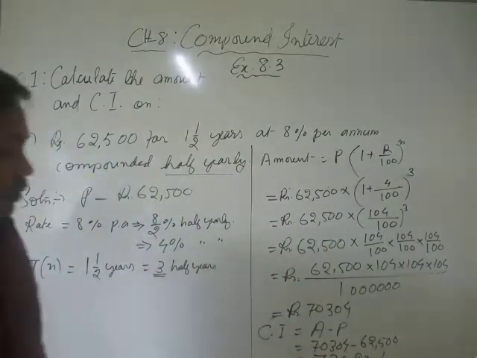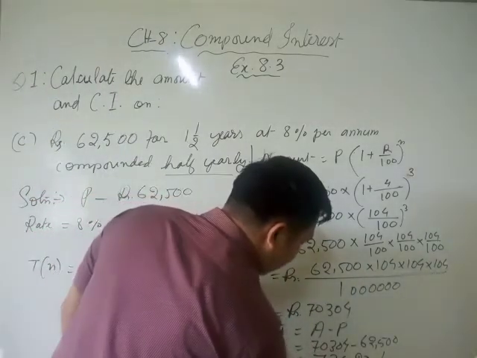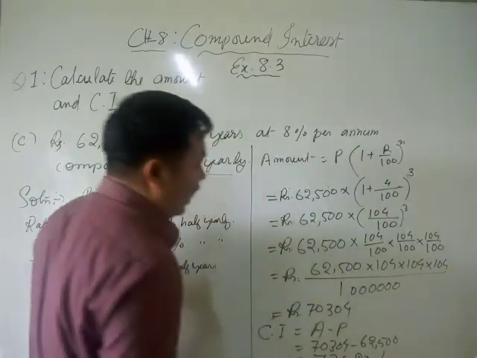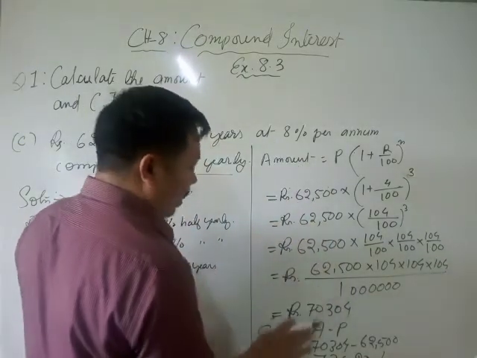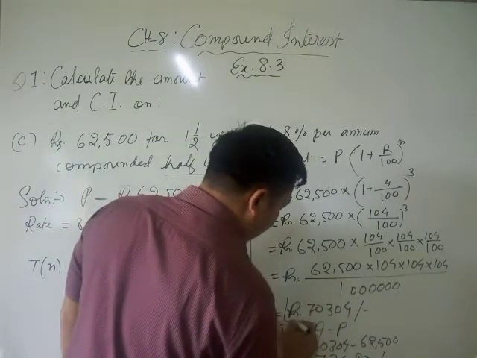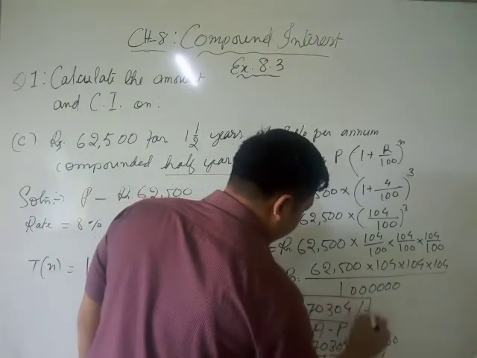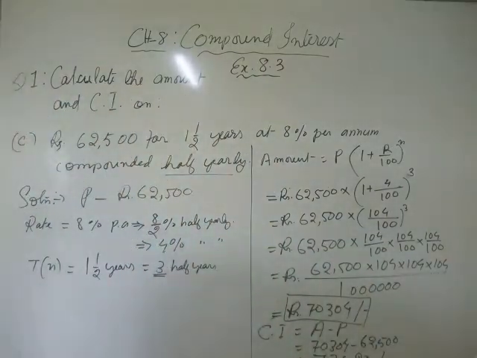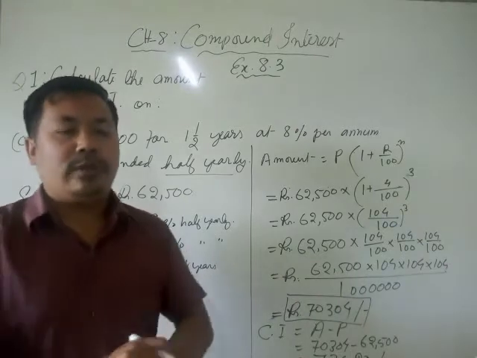Okay. So the compound interest is 732.20 and the amount is here. This is the amount. Okay. Amount is this. So this is the answer for question number C. In this way, question number D and E also can be solved.